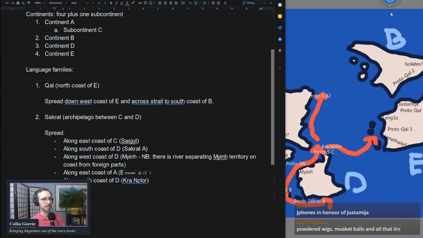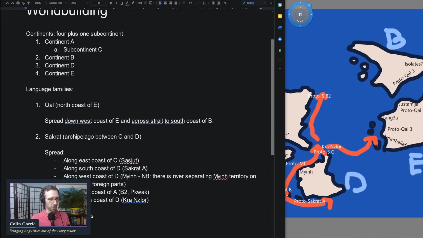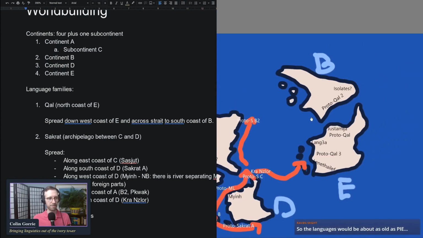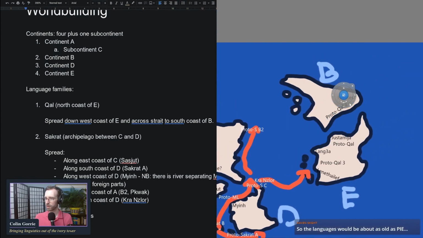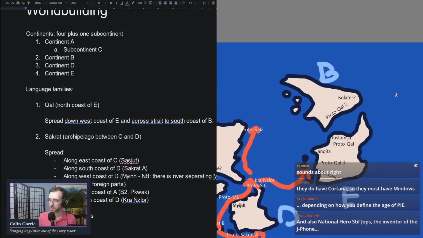We need to look at some other language families though. So there are B mountain isolates, which we don't know much about, but because we have mountain ranges all throughout this area here, we have put down a suggestion that maybe there are some isolates because they tend to thrive in mountain ranges. What else?